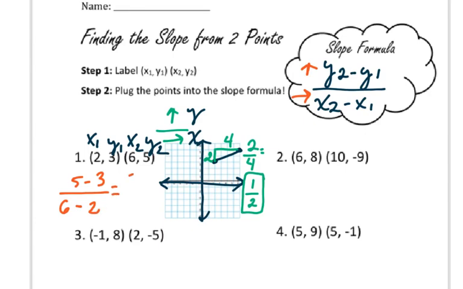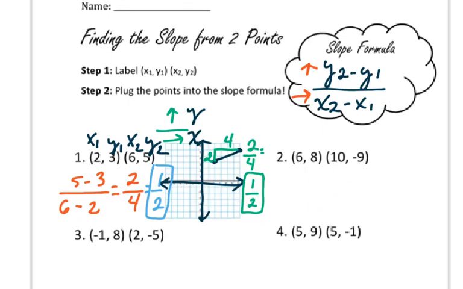Simplify. 5 minus 3 is 2. Over 6 minus 2 is 4. Oh, would you look at that? This is the same slope as what we got if we had graphed it. Again, 2/4 can reduce. 2/4 is the same as 1/2. 2/4 is not wrong. This here is the slope. It's going up 2 and over 4. But to be most correct, we would simplify any fraction we could. 2/4 reduces to 1/2.